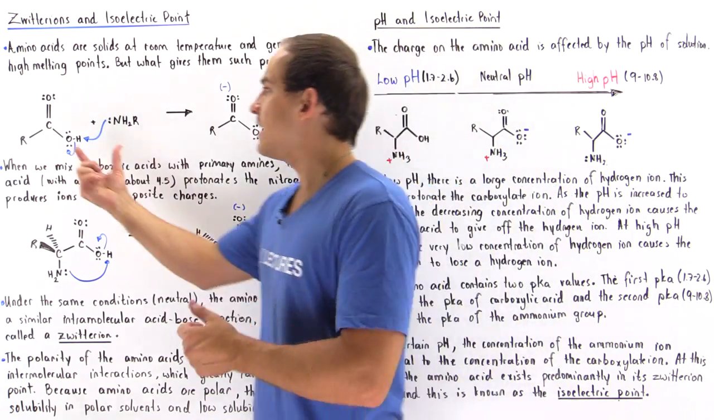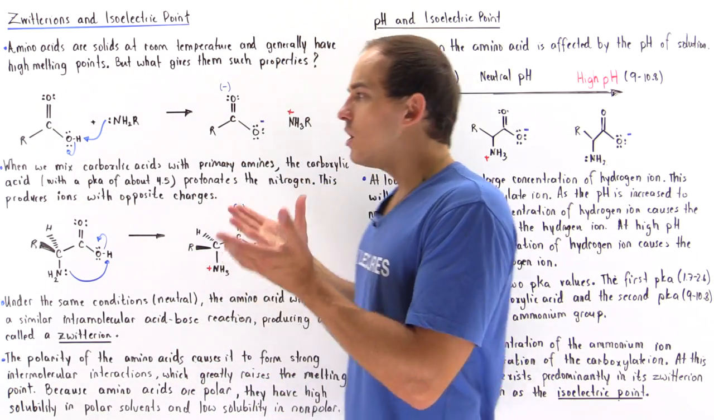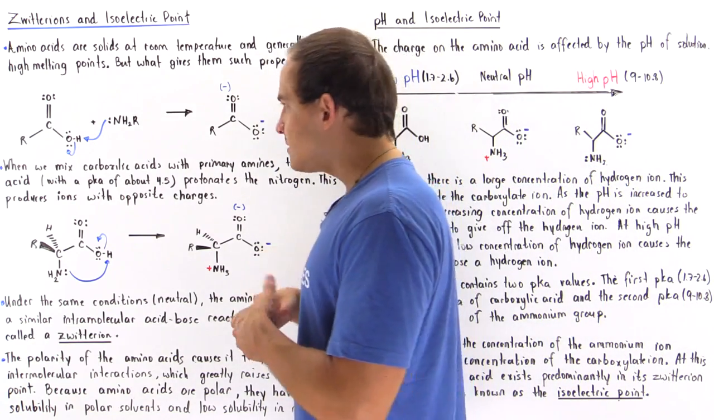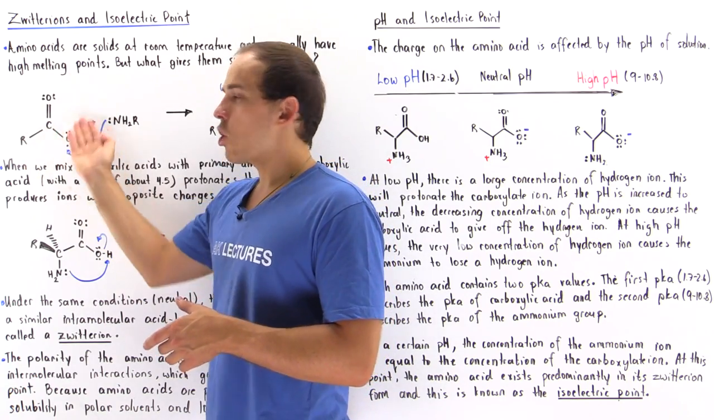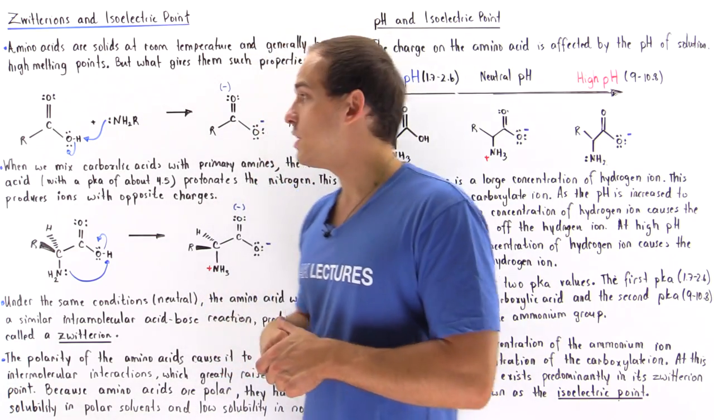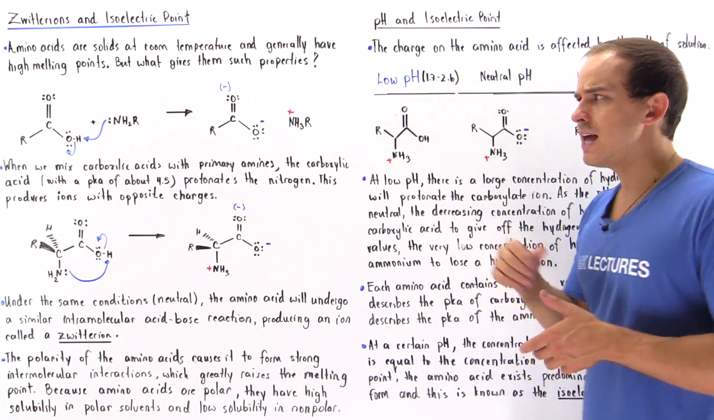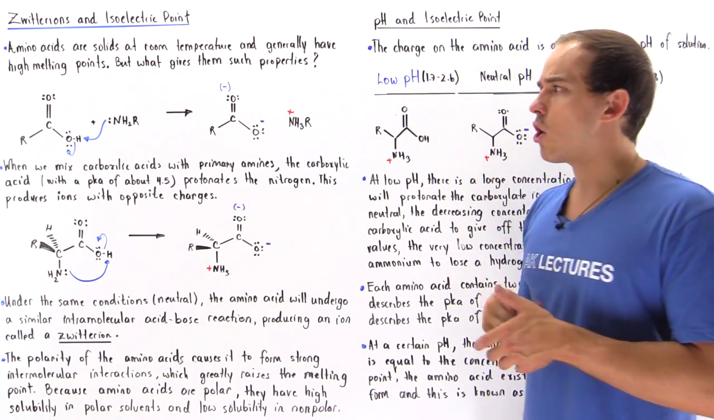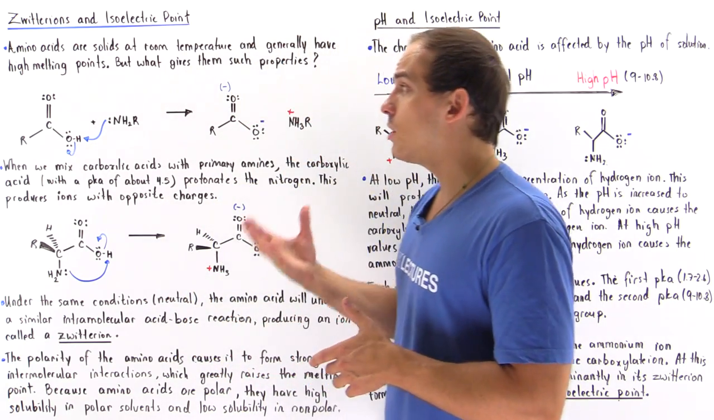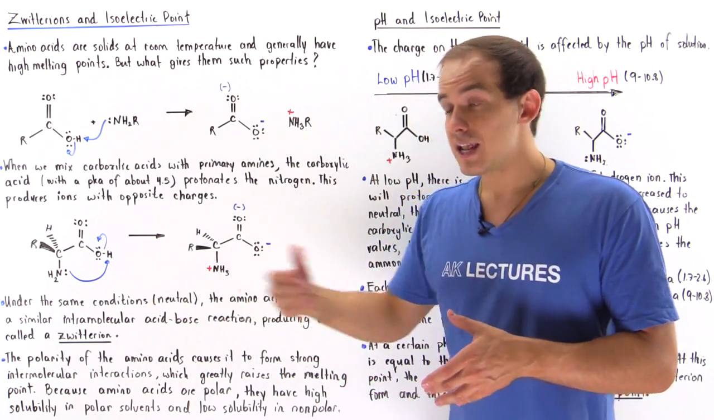So let's suppose we have a carboxylic acid and a primary amine. Under neutral conditions, what type of reaction will take place? Well, basically, the pKa of the carboxylic acid is much lower than that of our primary ammonium. The primary ammonium has a pKa of about 8 to 9, while the pKa of our carboxylic acid is about 4.5.